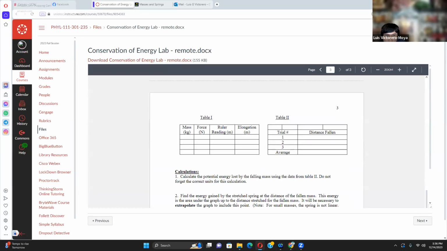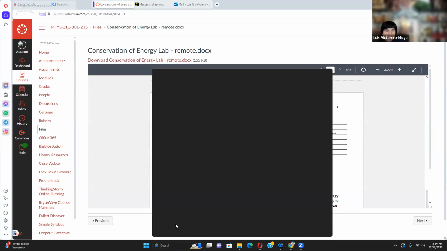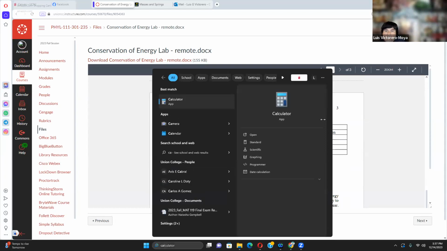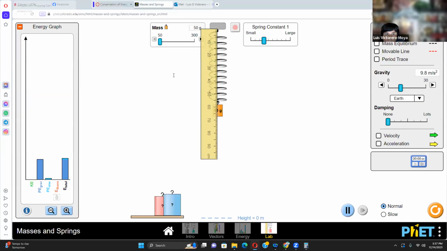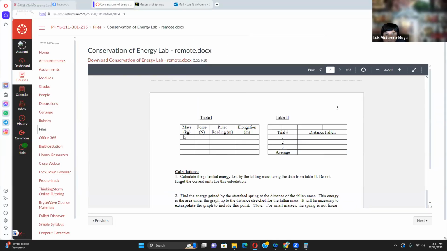Now, mass and force. So if the mass is 50 grams, the force is 50 divided by 1,000. That's the mass in kilograms multiplied by 9.8. So 0.49 will go here. For 0.05 kilograms is 0.49 newtons. Ruler reading, elongation, as I explained already.